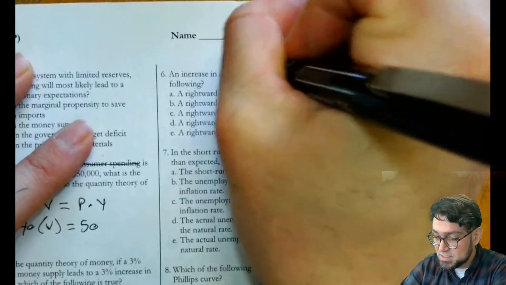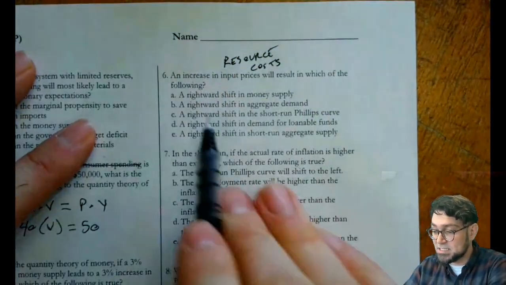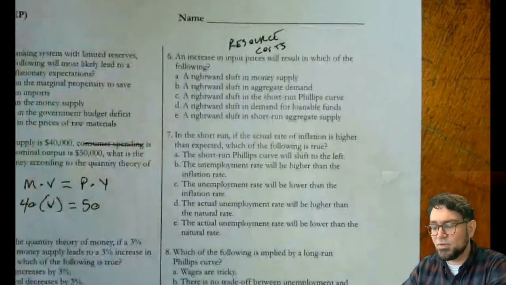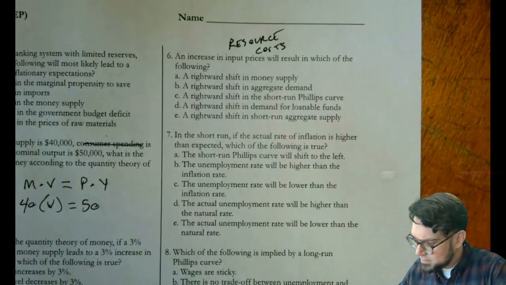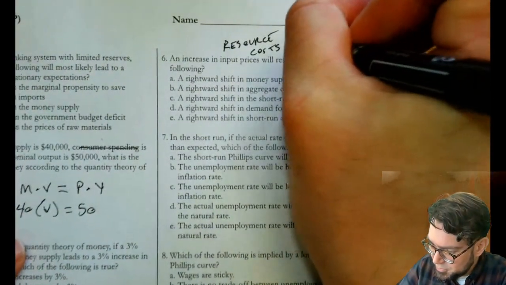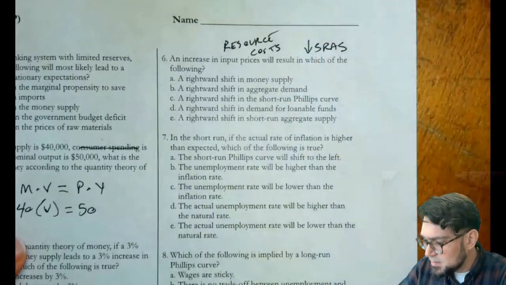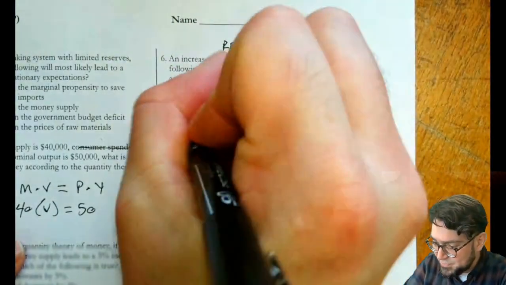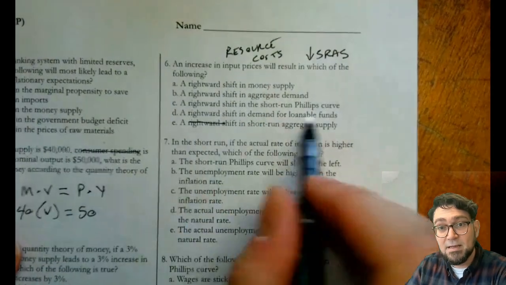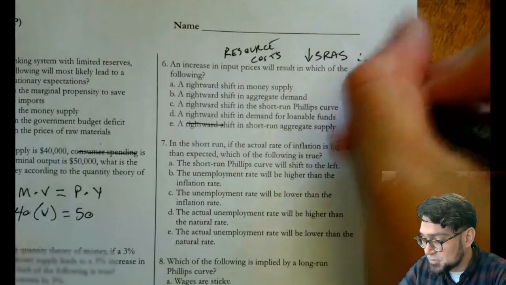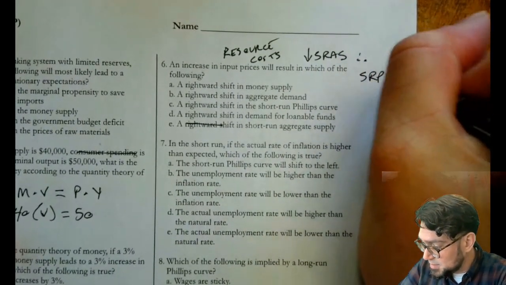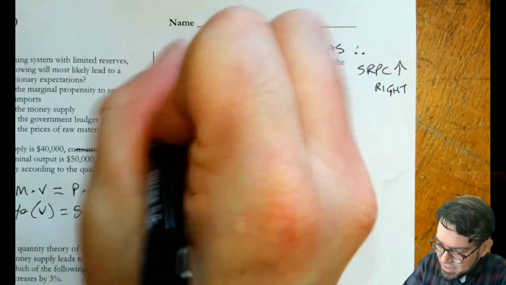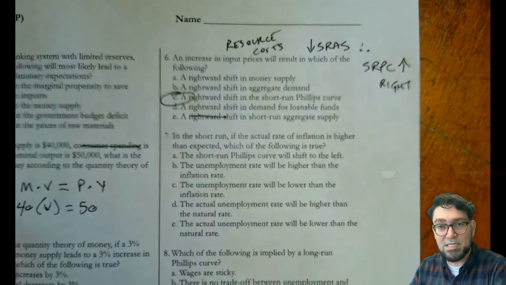Remember, resource costs are going to affect SRAS, and that's going to decrease SRAS. So let's see, an increase in the rightward shift, leftward. So this will decrease SRAS. Now we don't have an SRAS on here. We have a rightward shift, which is not the right answer. So it would be leftward for that. But we do know if SRAS is decreasing, SRPC is shifting to the right, is increasing. And so we would say here a rightward shift in the SRPC.